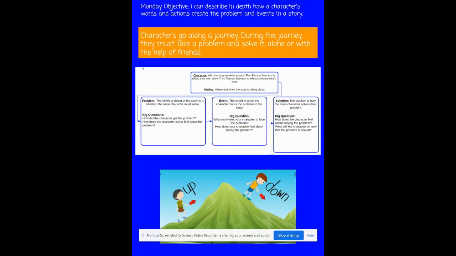Usually it's the main character that's going to be driving the story, and the main character that's going to be facing some sort of problem and figuring out some sort of solution and having some growth and development throughout the story. There are multiple problems in the story, but the main problem is kind of what drives the whole story. Different events are what the character faces throughout the story, usually having to do with the main problem. And then the solution is how the main character solves their problem. And then we end with some sort of resolution.